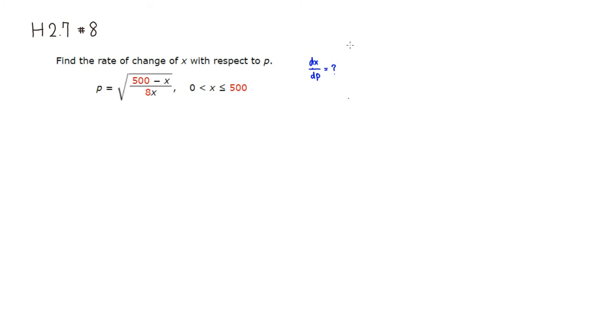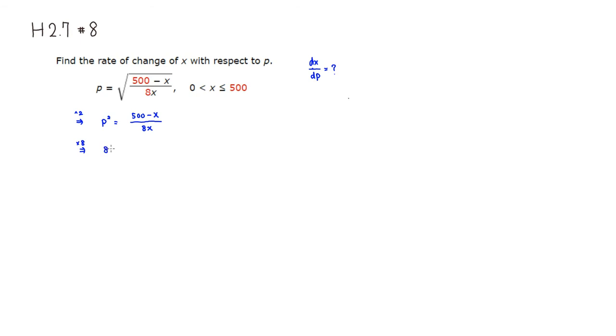First thing I would do is, I don't like the square root here, so I'm going to square both sides. So we have p squared is equal to (500 minus x) over 8x. Then I'm going to multiply both sides by 8 so that I don't have to worry about that 8 here.